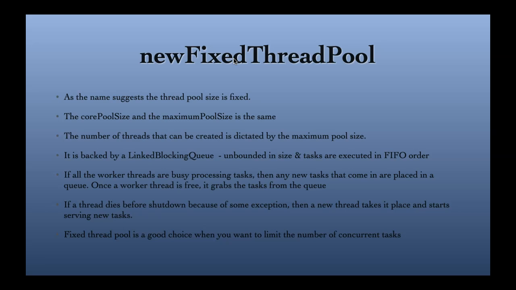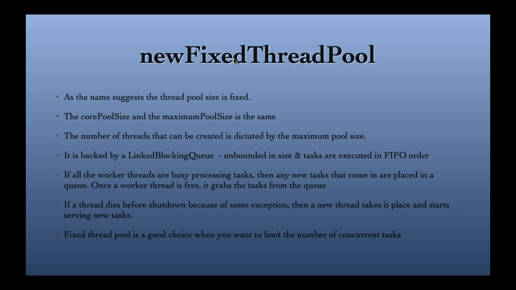As I said earlier, every pool is backed by a queue. In this case, the newFixedThreadPool is backed by a LinkedBlockingQueue. This queue size is unbounded, and the tasks are executed in a first in first out order. So why do we need a queue basically? Let's say that your pool size is 10 threads. There are 10 worker threads. That means if you submit 10 runnable tasks or 10 callable tasks to the pool, it can concurrently run up to 10 threads. What if you submit 20 tasks at once?